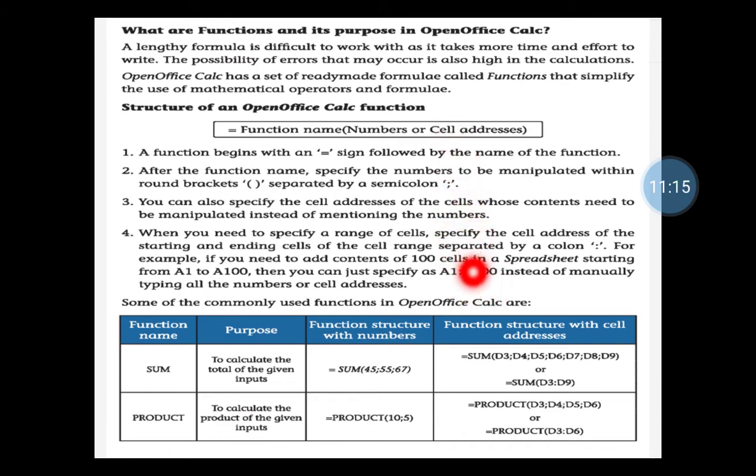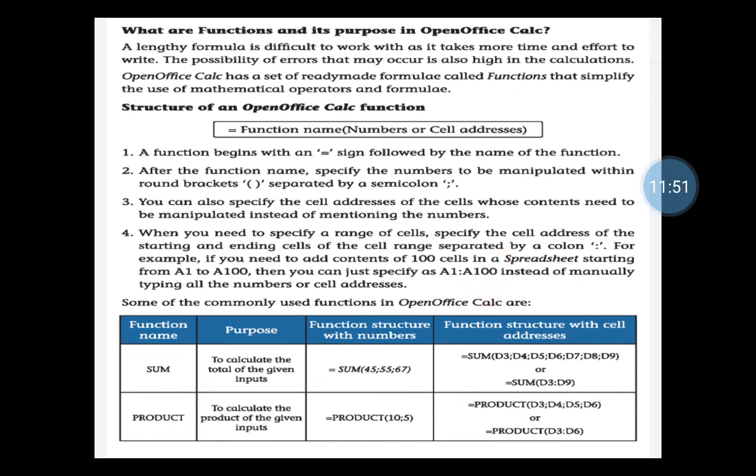When you have a large number of cell addresses and many cells to do the calculation, you have to use this structure. This is also one formula, A1 colon A100. If you have only 50 cells, meaning you are adding 50 numbers, then instead of writing 100 you have to write 50. The starting cell and ending cell address you have to write here.